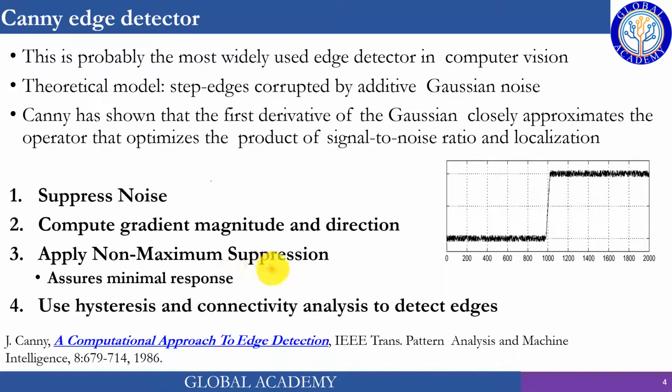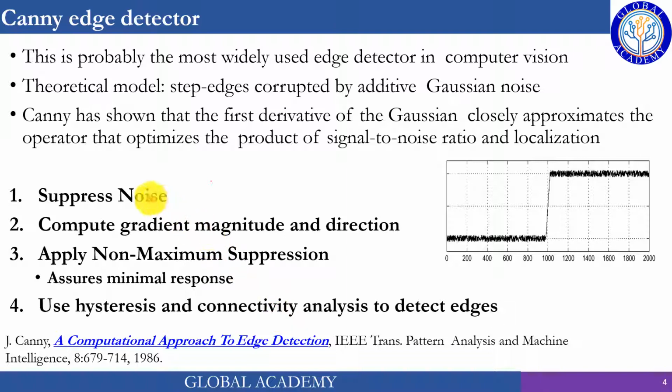Apply non-maximum suppression. It's an algorithm that in fact suppresses responses which are cluttered, just to refine the boundaries. So we use magnitude and direction to apply non-maximum suppression, and then use hysteresis, which is a threshold-like algorithm, and then connectivity analysis to detect edges. So these are the 4 steps in fact.